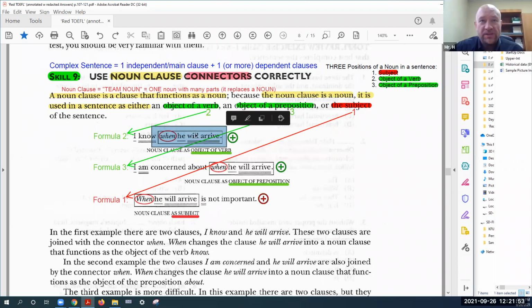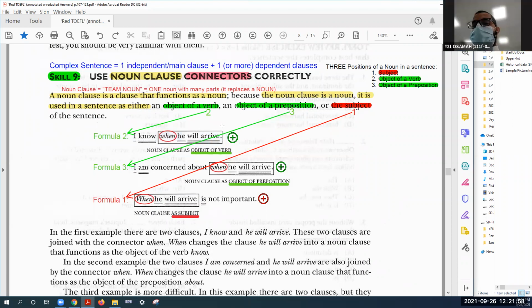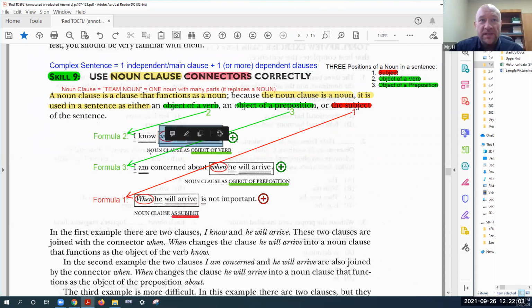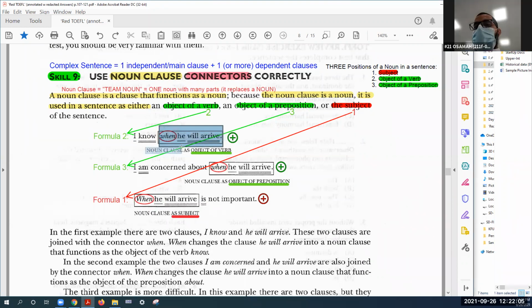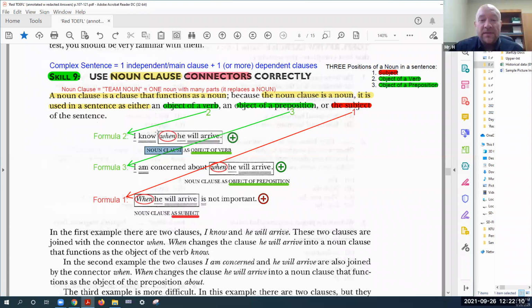Well, two parts. The second verb, right? So what is this clause? What is it? Formula 2, because it's after a verb. Right, object of a verb. This is a noun clause, right? Yes. You can replace this clause with a noun.